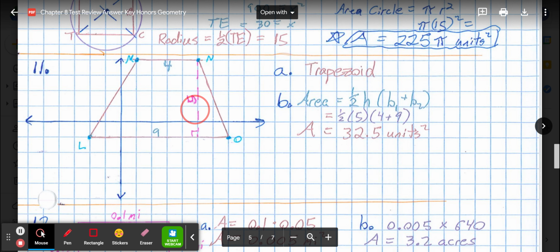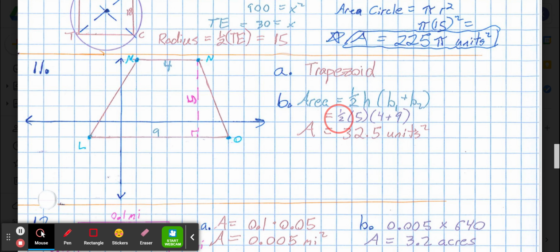So I have my measurements to come up with the area. So 1/2 times 5 multiplied by the sum of 4 plus 9. 4 plus 9 is 13, multiplied by 5, multiplied by a half, gives us the area of this trapezoid being 32.5 units squared.